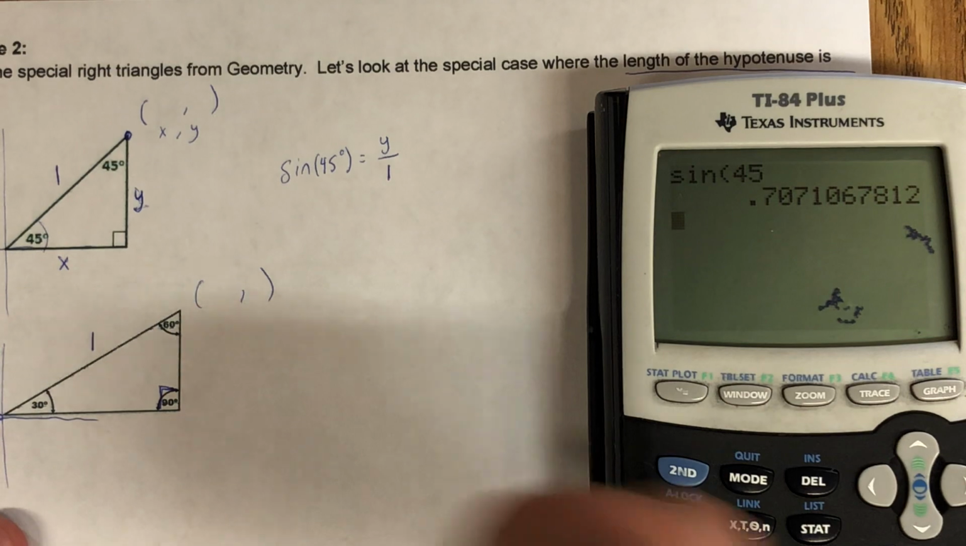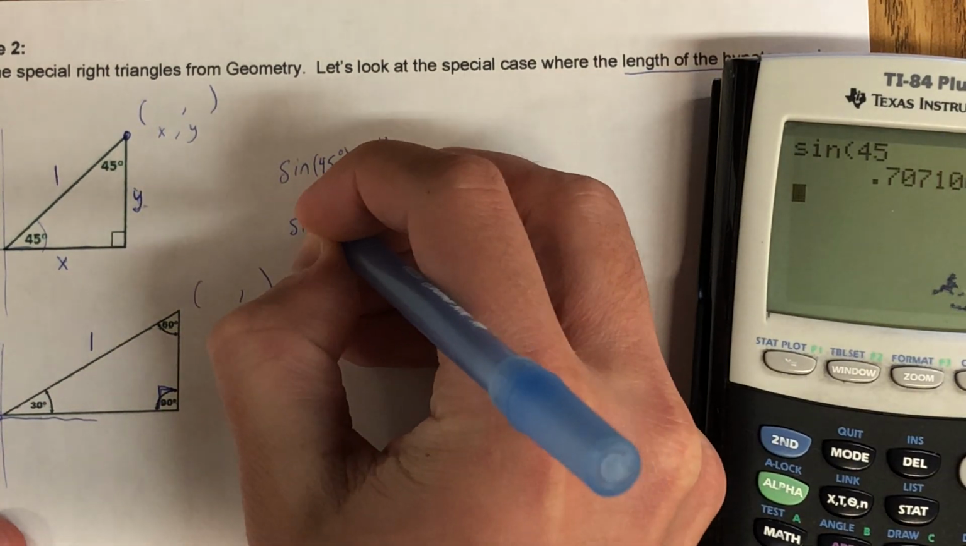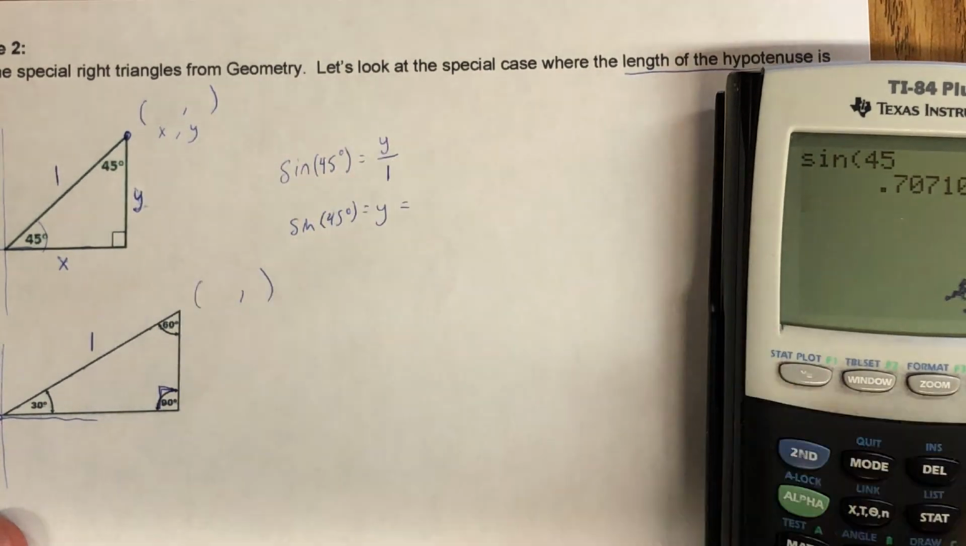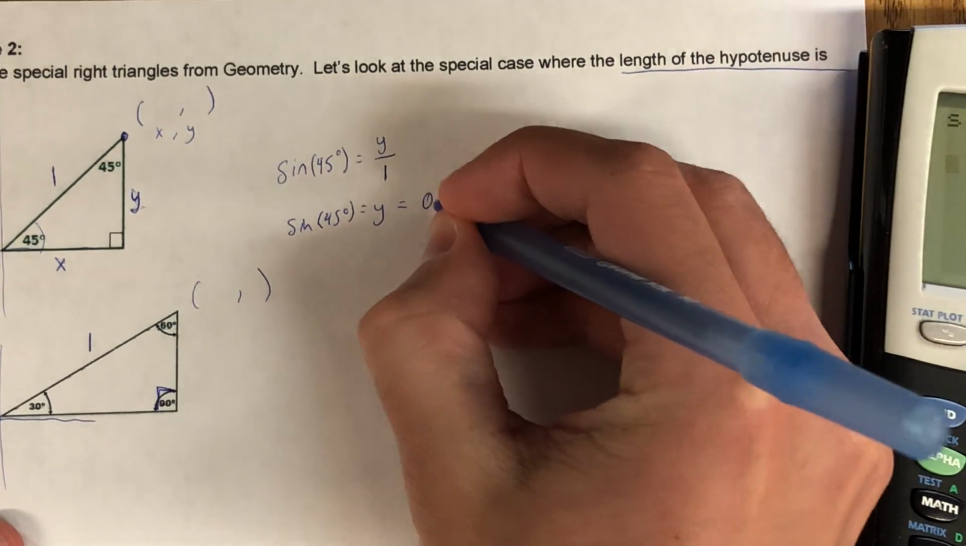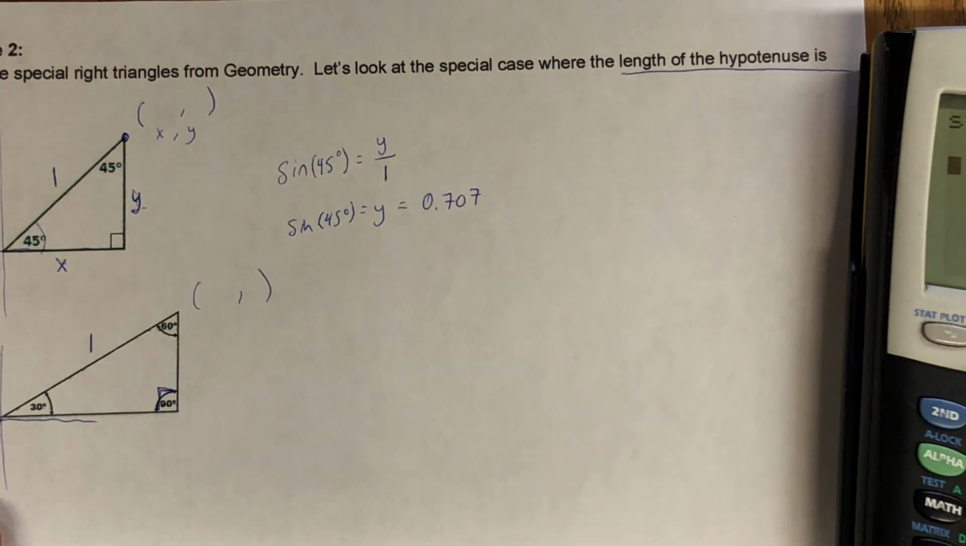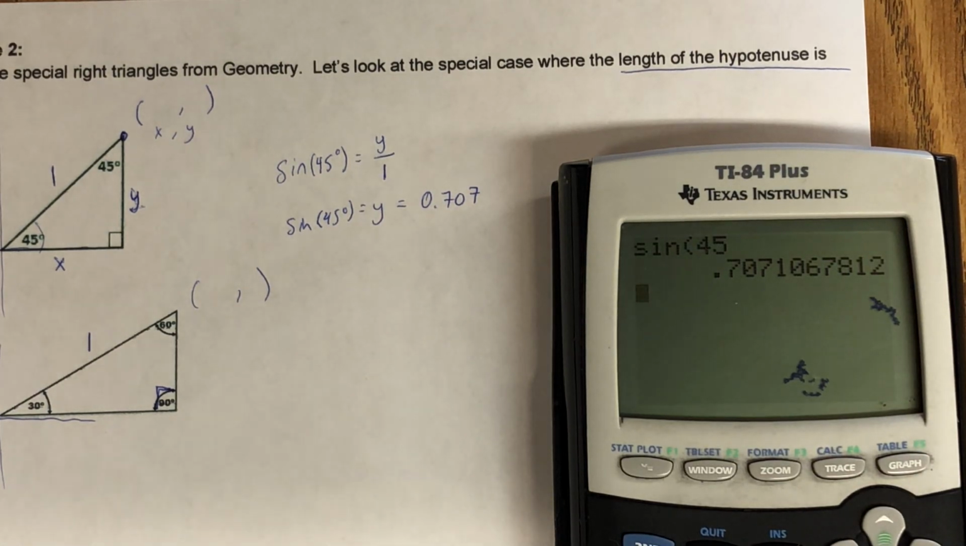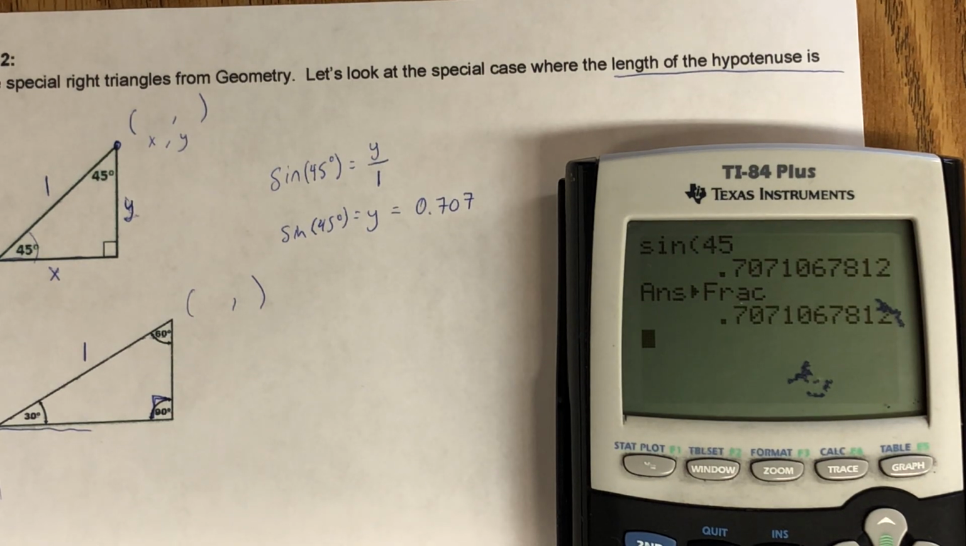So we get sine of 45 degrees, or y, is 0.707, rounded. That value, there is a way we can represent that as an exact value. Sometimes we might try to do that with a fraction, which in this case doesn't work, because we have a radical involved, unfortunately. So I wonder if we could figure out particularly what that radical would be.